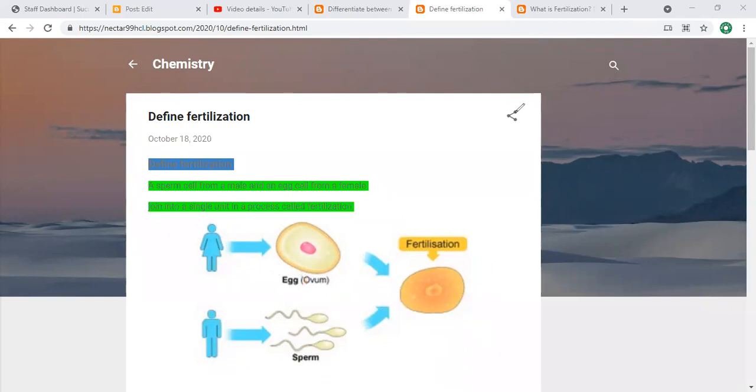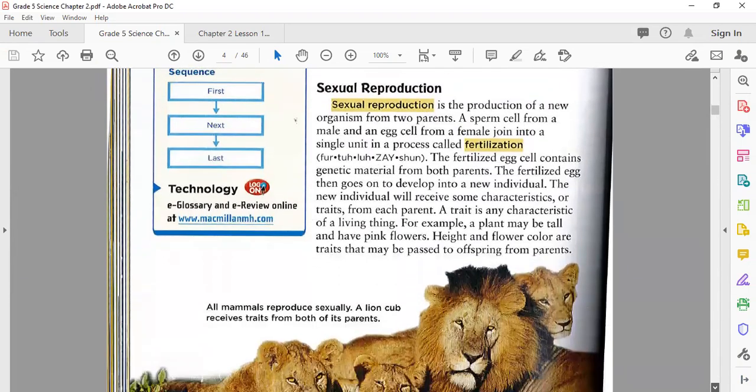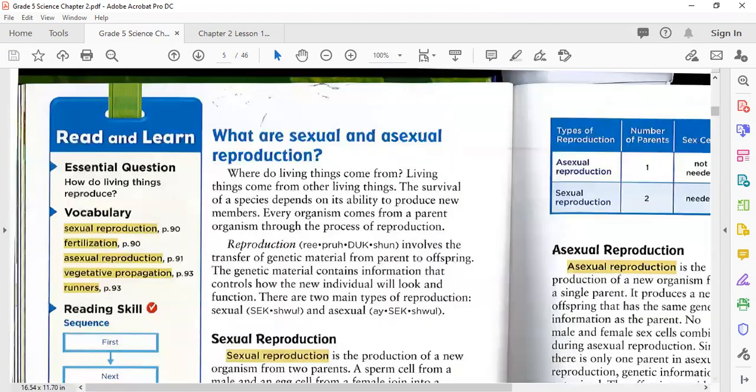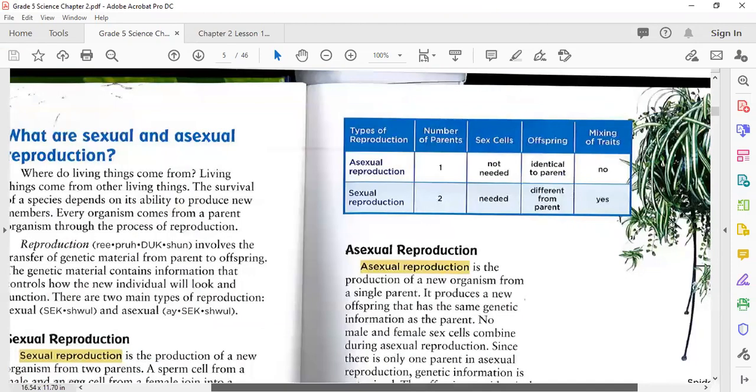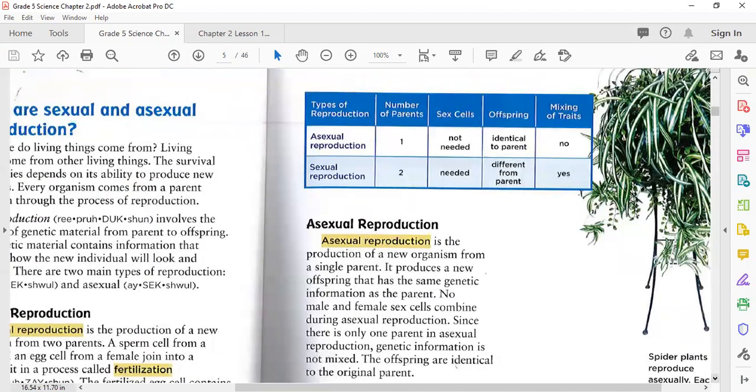Okay, now let's go back to your textbook here. After understanding page number 90, we are going to move on to the next page, that is page number 91. So everybody, please open your textbook page number 91. We're going to discuss asexual reproduction. What is this? In detail, first we're going to read this, then I will share the link and you also can understand the definition of sexual reproduction from there. So after understanding sexual, we move on to asexual.